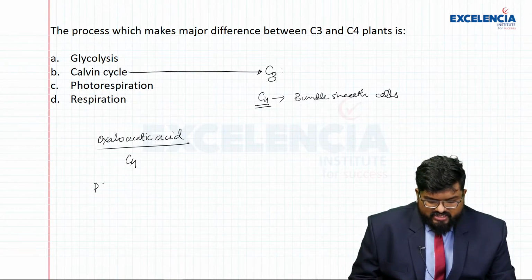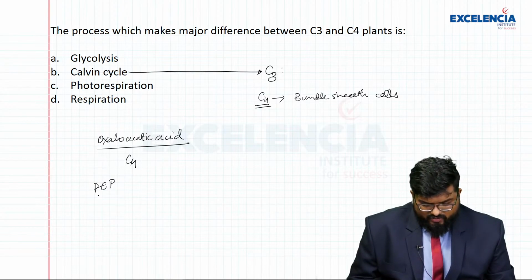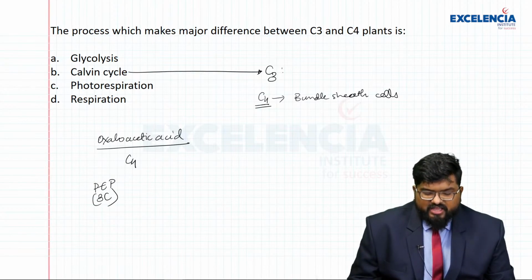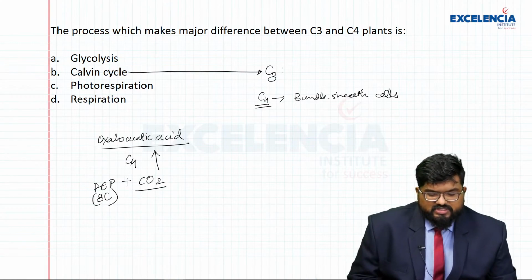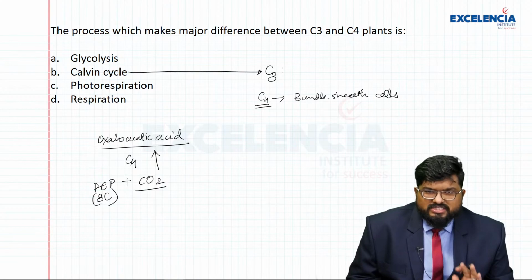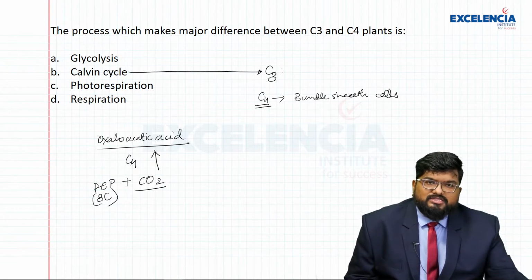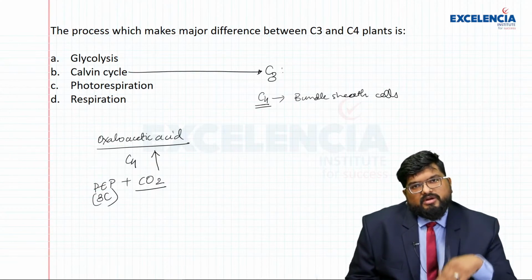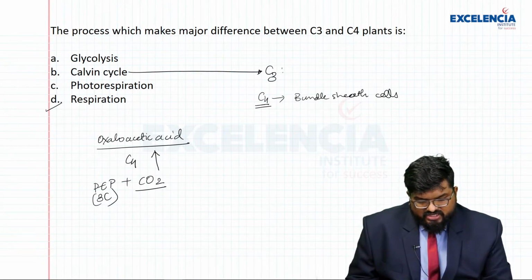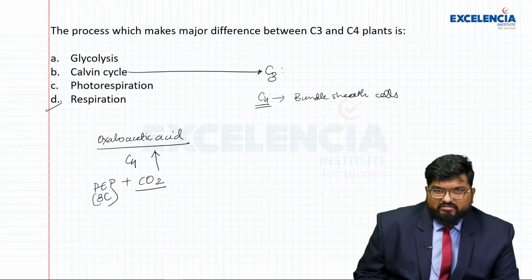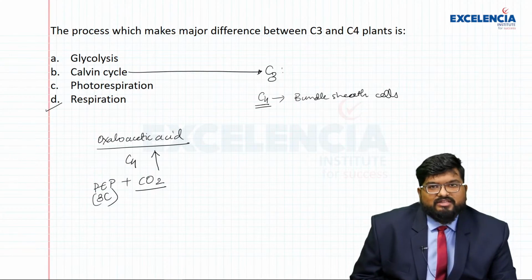So the initial acceptor is what? Phosphoenol pyruvic acid, which is a 3-carbon compound that takes up CO2 and forms oxaloacetic acid. So this is what happens in C4 pathway. But later again C3 pathway takes place where the carbon dioxide enters the C3 cycle in the bundle sheath cells. So respiration is another aspect that is common to all the plants because that is how energy is produced, isn't it?